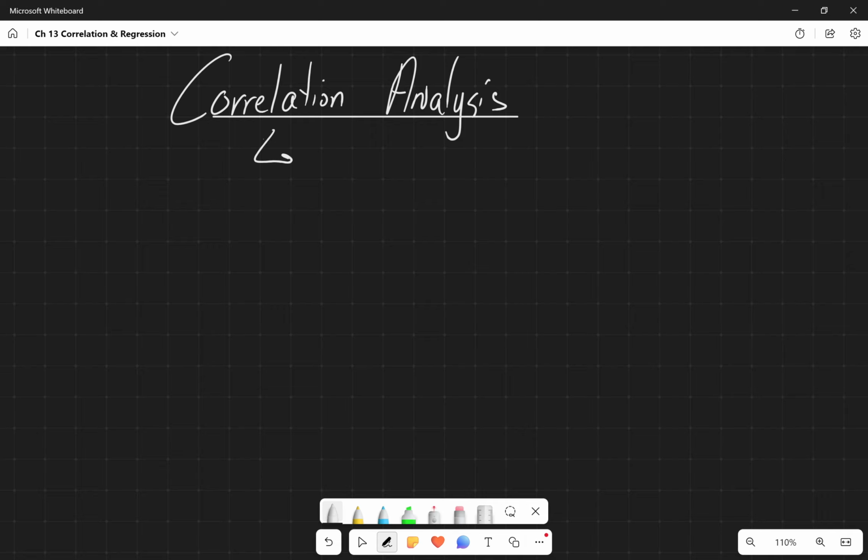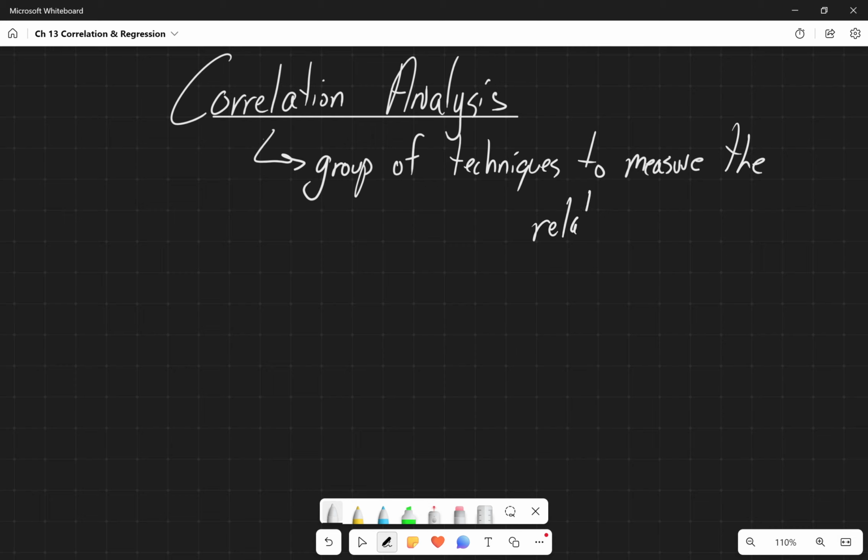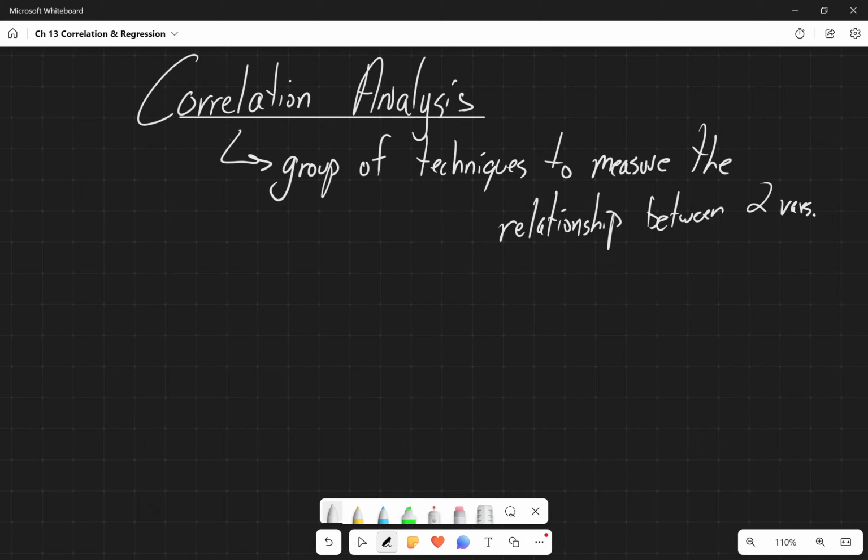So it's a group of techniques to measure the relationship between two variables. So we're going to have a graphing technique, right, which is just a scatter plot, but we'll also develop some empirical measures to describe the relationship.